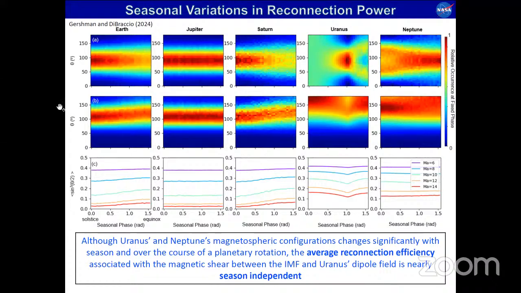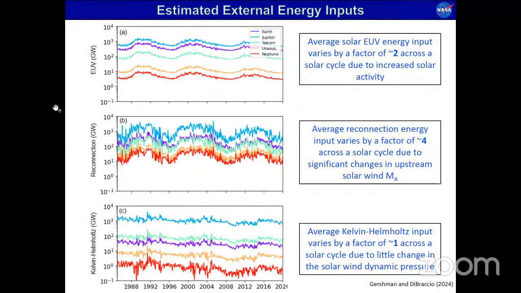So putting this all together in the next slide, we combine those efficiencies based on the planetary configuration with the upstream conditions, and we tried to calculate those values for energy conversion rates that you can get at the magnetopause. So the top panel is the average solar EUV energy. The middle panel is the energy you can get for magnetic reconnection, and the bottom is from Kelvin-Helmholtz.